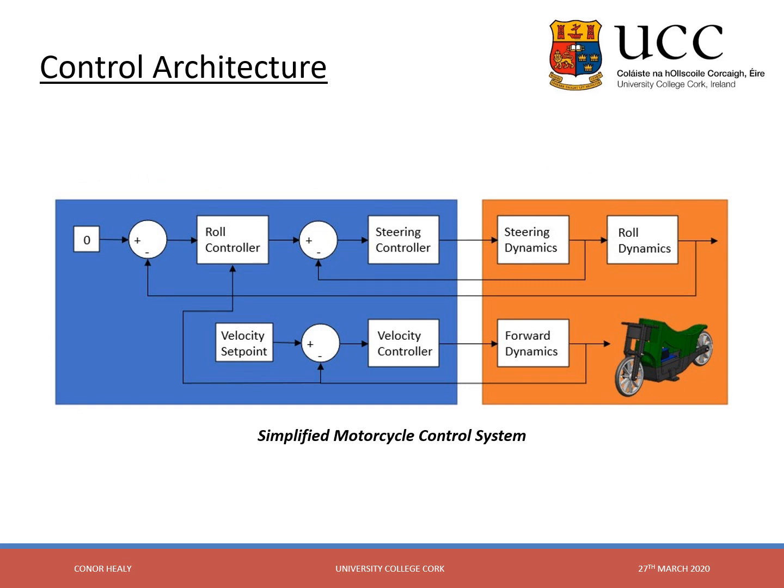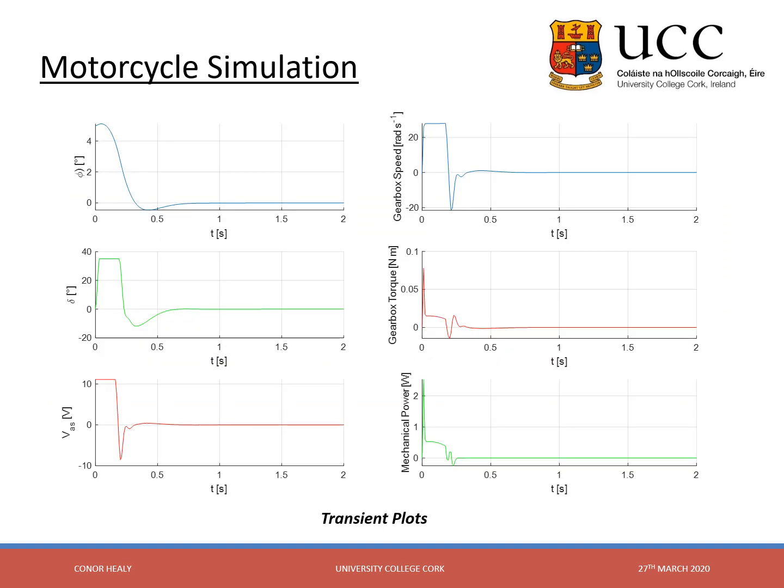A cascade controller was used in this project, with an inner loop for the steering system and an outer loop for the roll system. You can see that the roll controller takes feedback from the motorcycle's velocity for the purposes of adaptive control. A simple classical control loop was used for speed. Transient plots generated in Simulink were used to test controller performance.